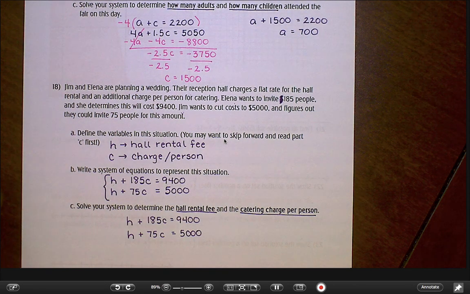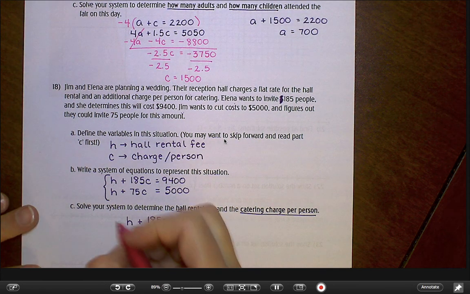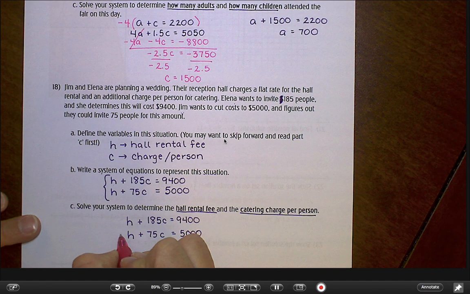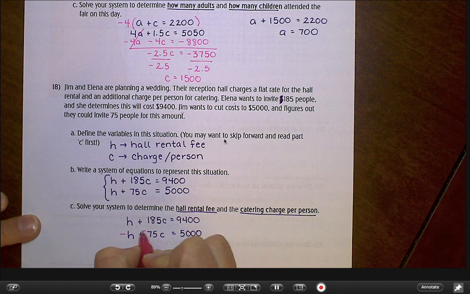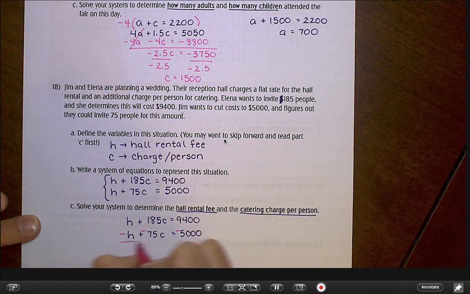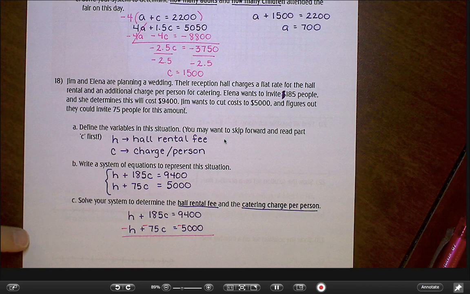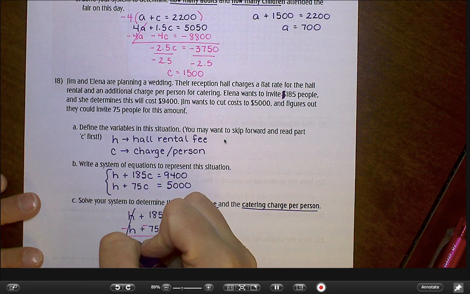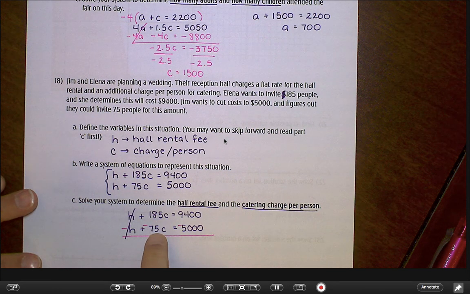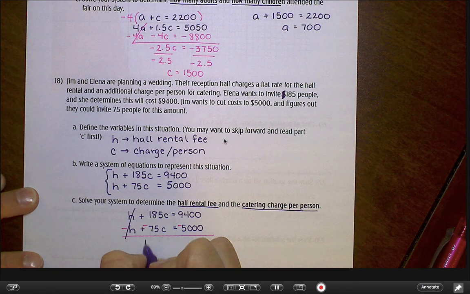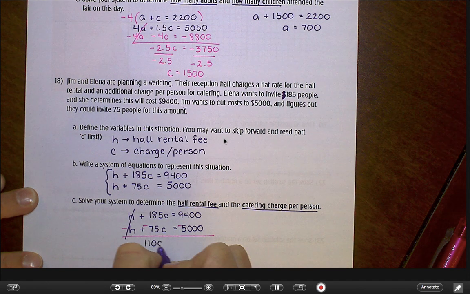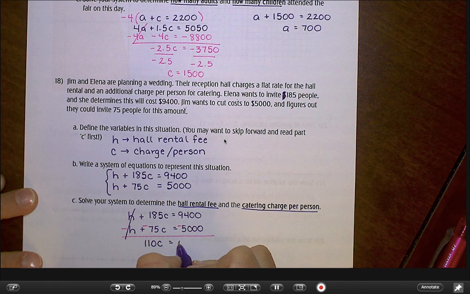I say that because if I just take this bottom equation and make everything negative before I add things together, so I took everything in the equation and made it negative, when I combine, my h's are going to cancel. 185 plus negative 75 is 110. And 9,400 minus 5,000 is 4,400.